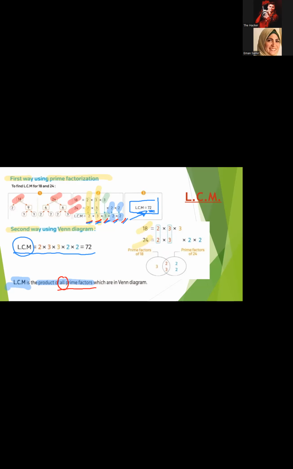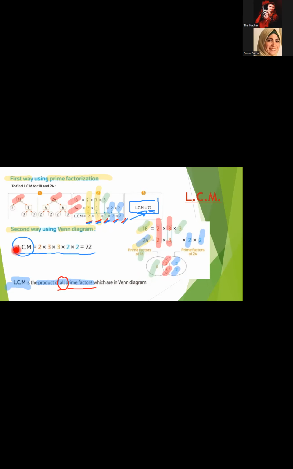I'll find the numbers in common. It will be 2 and 3. I'll draw them in the circle. Where will I put them? In the intersection area, the 2 and the 3. And I'll find the different numbers. This 3 related to the 18, I'll put it here. This 2 and 2 related to 24, I'll put here. So I draw the factors of 18 and 24 in the Venn diagram. Here I put the GCF, the common factors, and I put the other factors.